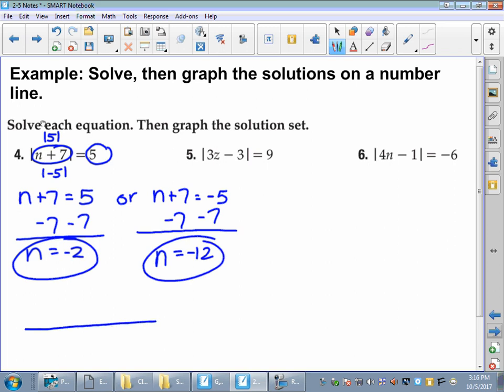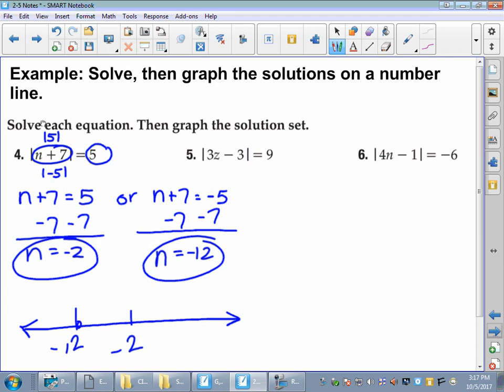So the two numbers on a number line, here's 0. Actually, I don't need to even put 0 on there. I just need the two numbers on there. Just make sure that -12 is further away than -2. If I add -2 to 7, I get +5. And if I add -12 with 7, I get -5.